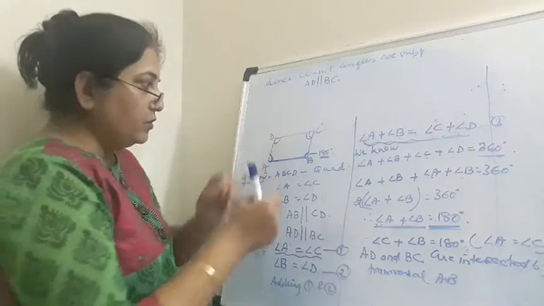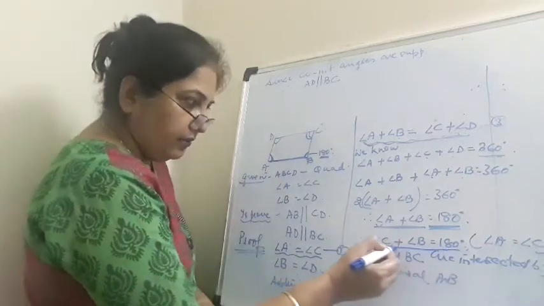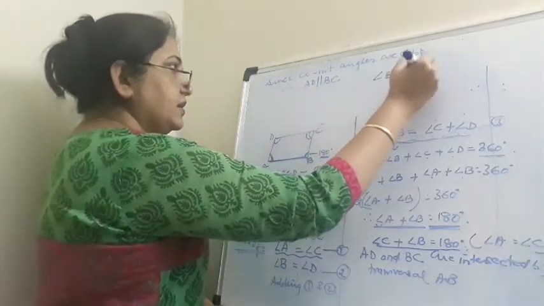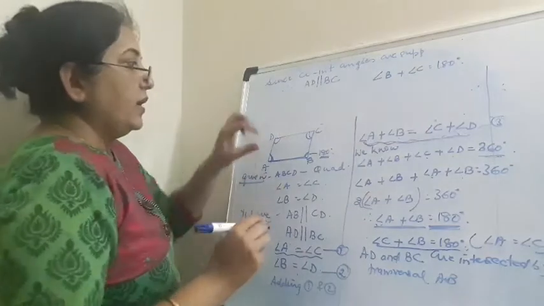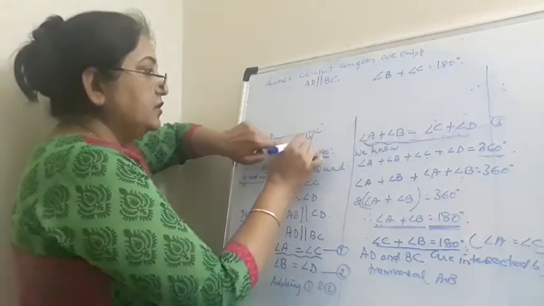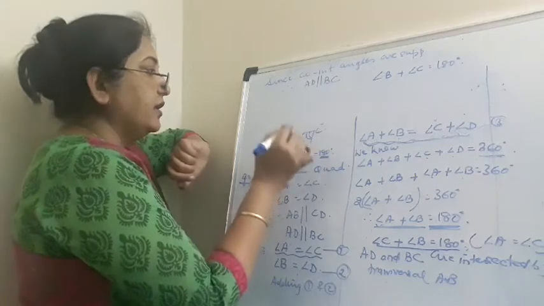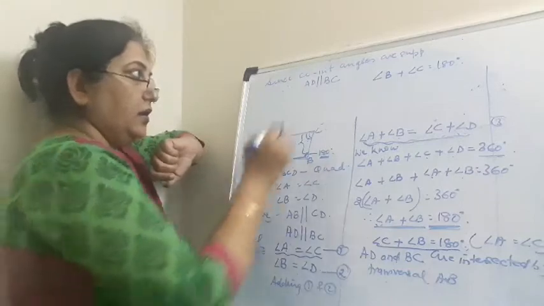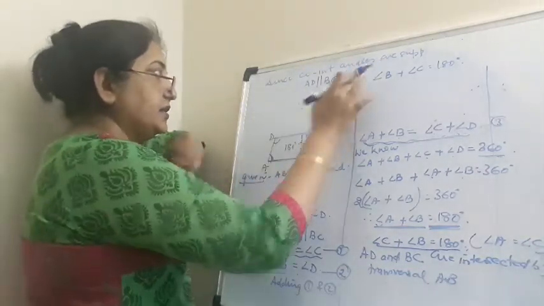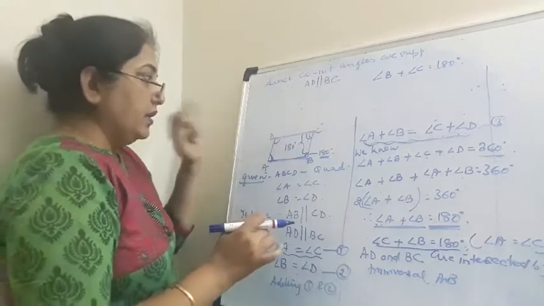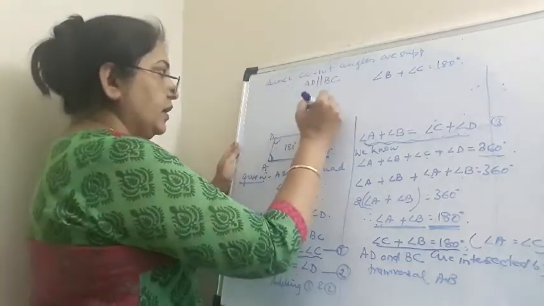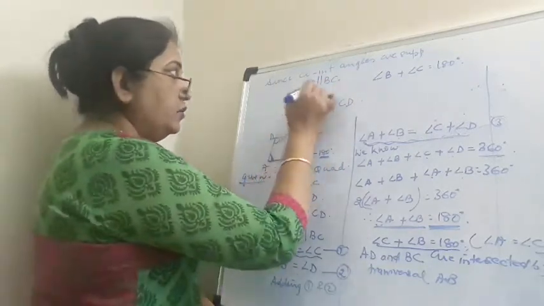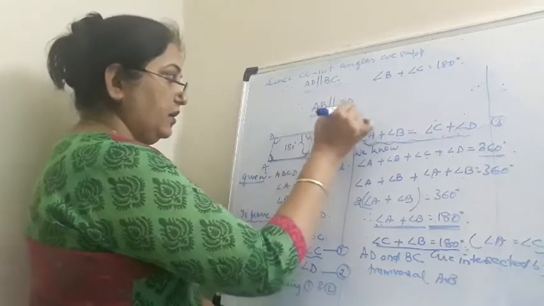Now coming to the second part, where we have proved that angle B plus angle C is also equal to 180 degree. Now when I say B and C, these two angles are supplementary. Co-interior angles are supplementary, therefore these two lines are parallel. So for the same reason, since co-interior angles are supplementary, AB is parallel to CD. We have proved that AD is parallel to BC. We have also proved that AB is parallel to CD.